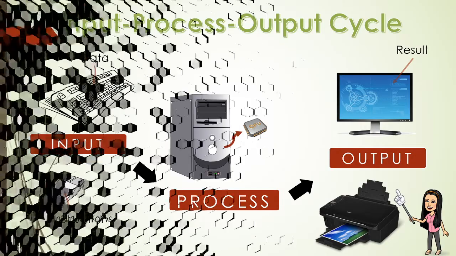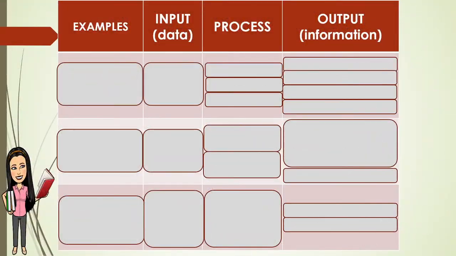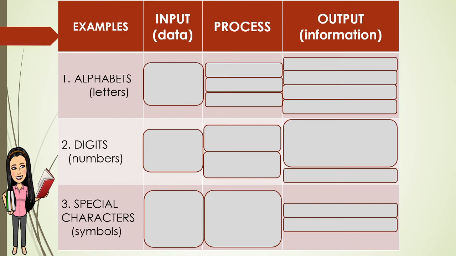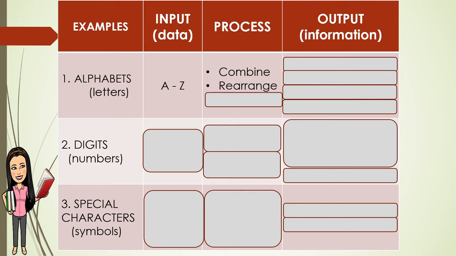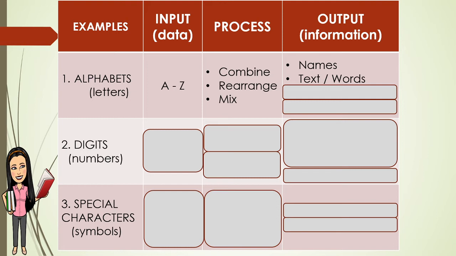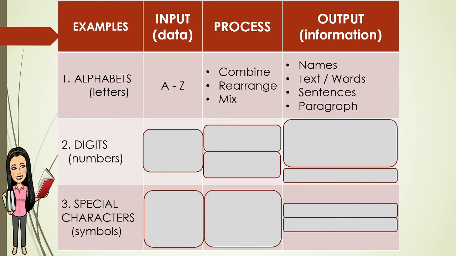Let's have another example. We will use alphabets, digits, and special characters. For the alphabets, the input would be A to Z. What will be the process? The process can be combine, rearrange, and mix. The final output or the result would be, through combining letters, we can form names, text, and words. Through words, we can form sentences, and through sentences, we can form paragraphs.